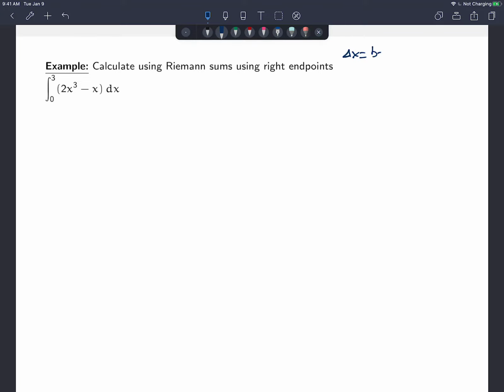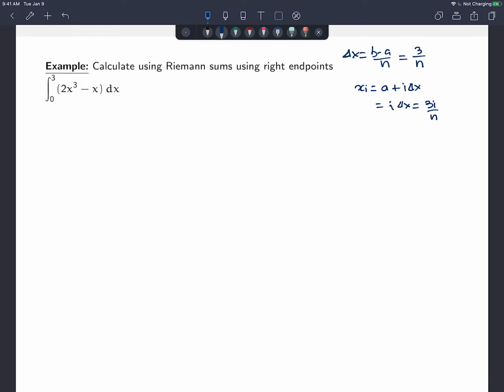which is always b minus a over n. In this case, it's 3 minus 0, so 3 over n, correct? And then my x i's, remember, it's always the left point plus i times my delta x. My a is 0 in this case, so it really is just i times delta x, so it is 3i over n. That's my x i.